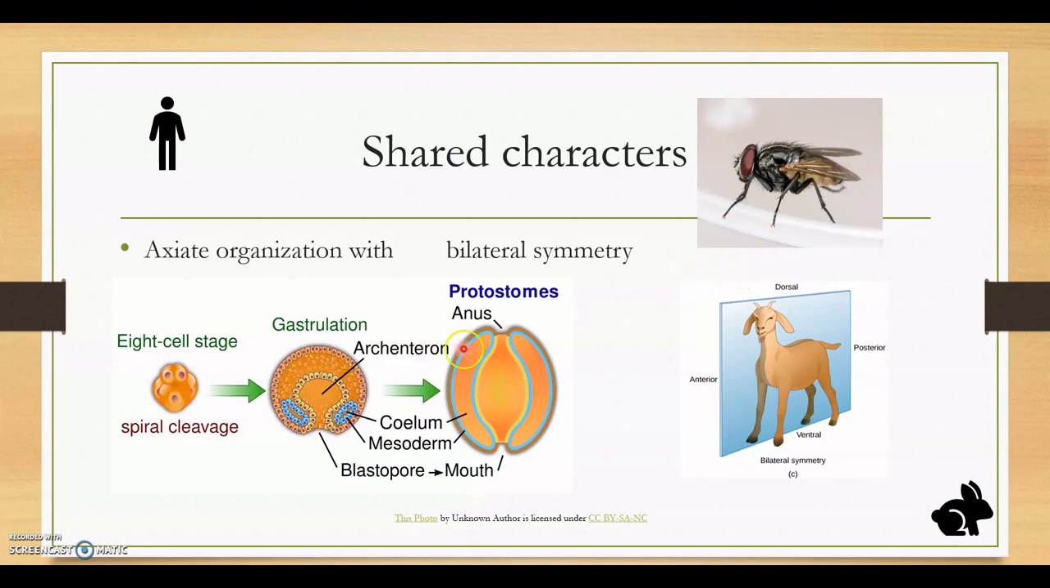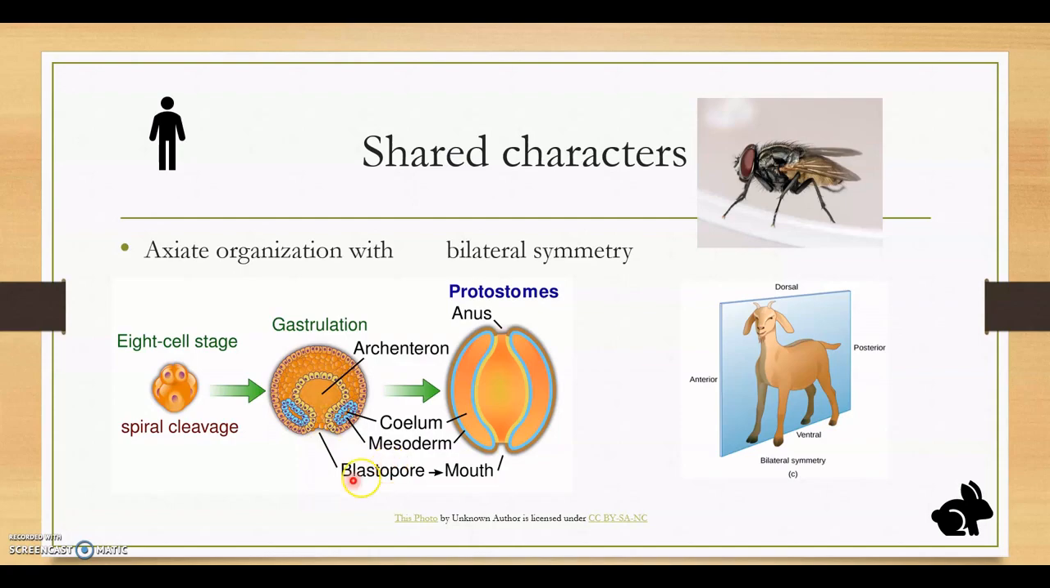Let's look at how. This is an 8-cell stage. A sperm and an ovum combine to form a zygote, which is a single cell, and it starts dividing: 1, 2, 2 into 4, 4 into 8 cell stage. Then it divides again to form the blastula. The next stage is called gastrulation. These are the different embryonic periods that you might have studied.